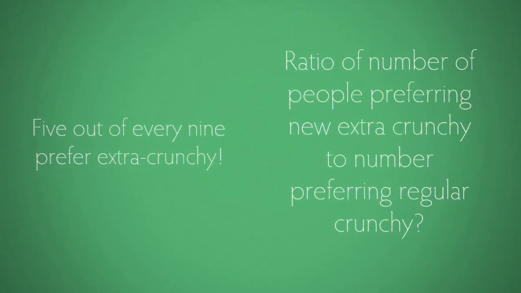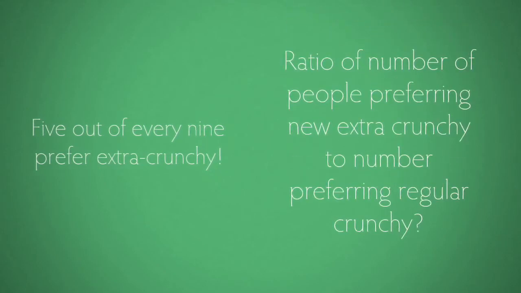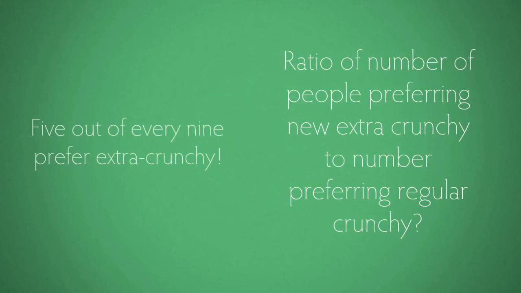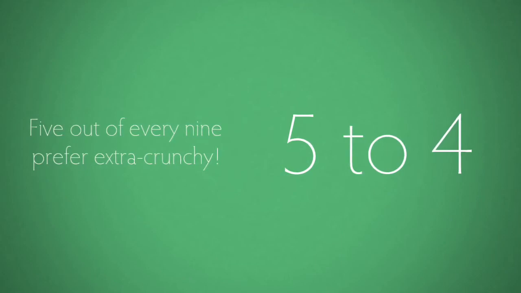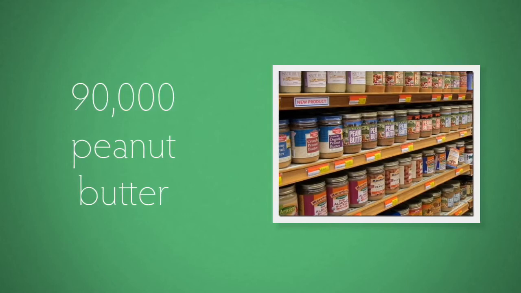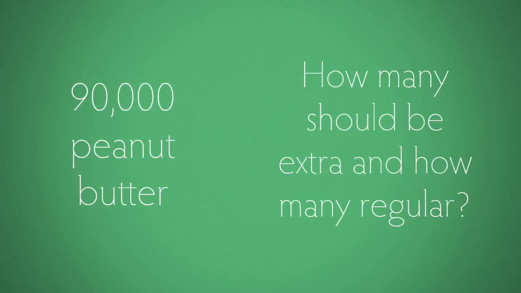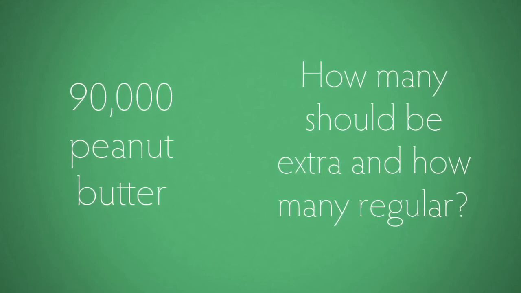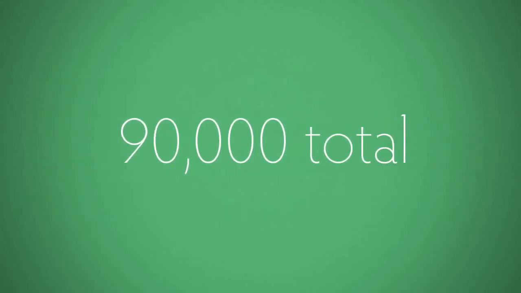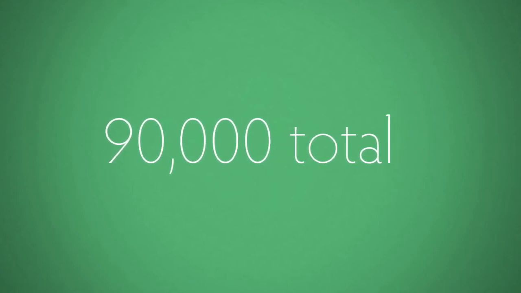And now let's flip it. What's the ratio of the extra crunchy people to the regular crunchy? That's right. 5 out of the 9 preferred extra crunchy and 4 preferred regular crunchy, so the ratio is 5 to 4. Now, what if I said that the grocery store is ordering 90,000 jars of peanut butter? How many should they order that are extra crunchy, and how many should be ordered that are regular? Well, let's look at it this way. There are 90,000 that they're going to order.